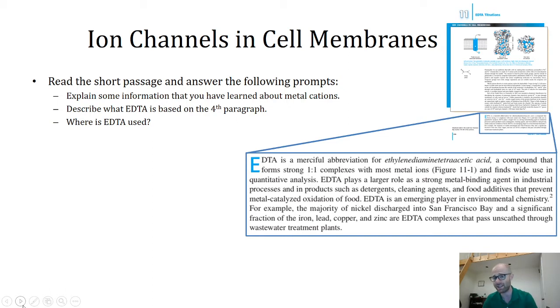But EDTA is a merciful abbreviation for ethylene diamine tetraacetic acid, a compound that forms strong one-to-one complexes with most metal ions. We'll see figure 11-1 soon. And finds wide use in quantitative analysis. EDTA plays a larger role as a strong metal binding agent in industrial processes and in products such as detergents, cleaning agents, and food additives that prevent metal catalyzed oxidation of food.